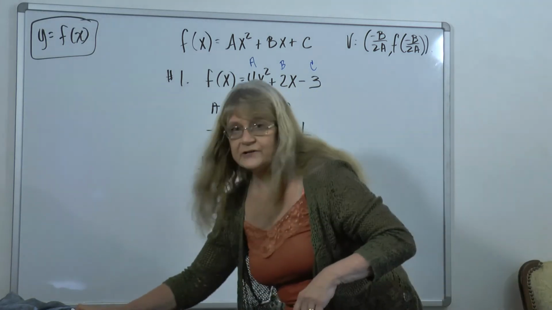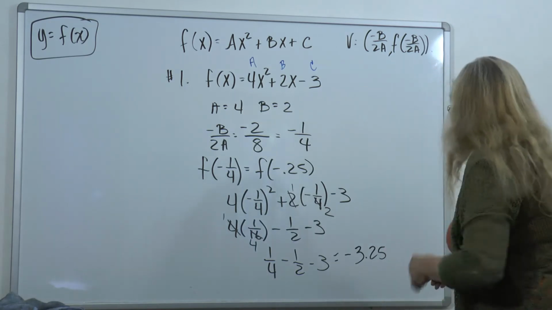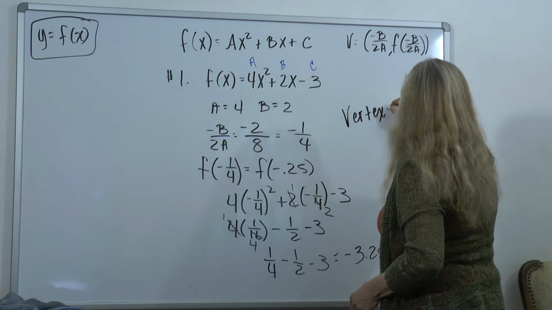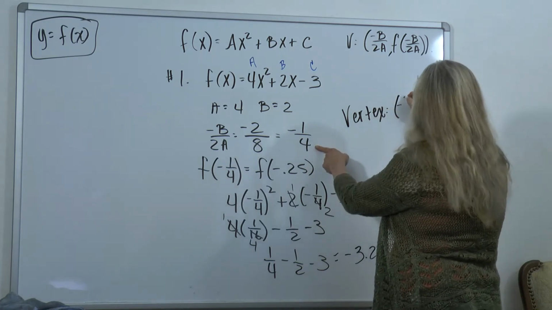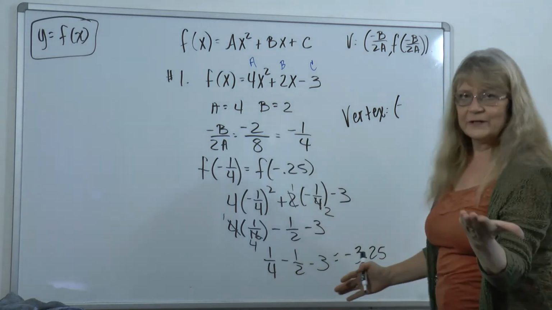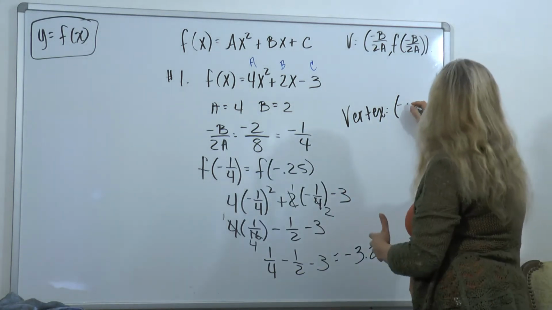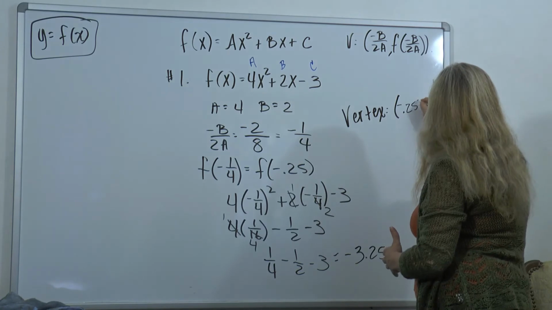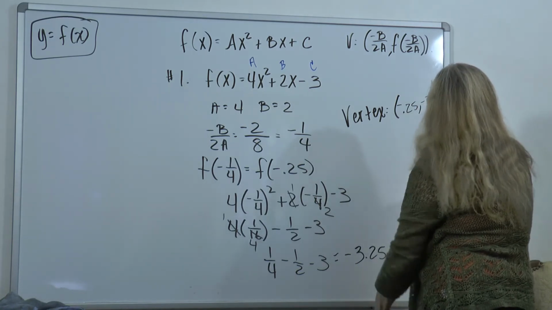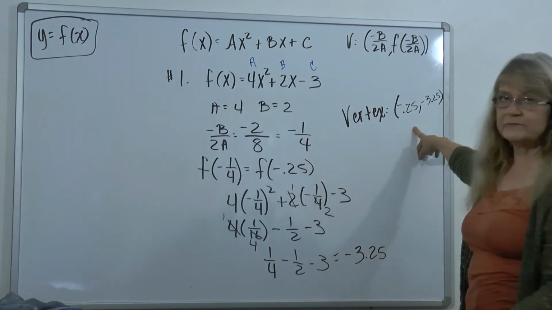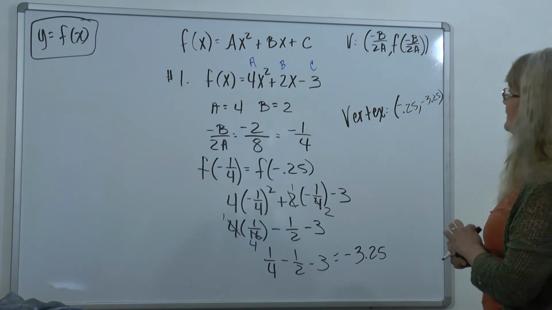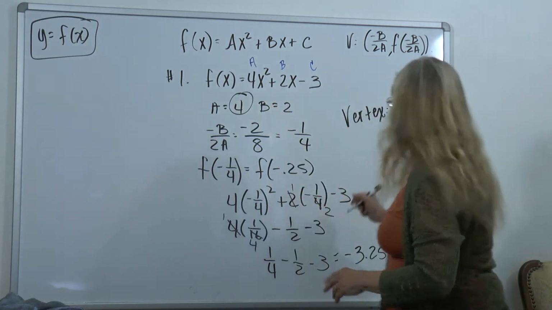I don't care about fractions or decimals, whatever you feel like doing. Okay, so for this one, your vertex is negative 1/4, or, well, one or the other. You don't want to mix, right? I don't want to use fractions and decimals. So I'll do negative 0.25 and negative 3.25. Or you could do negative 1/4 and negative 3 and 1/4. Doesn't matter. And this one, because A is positive, it's going to open up.